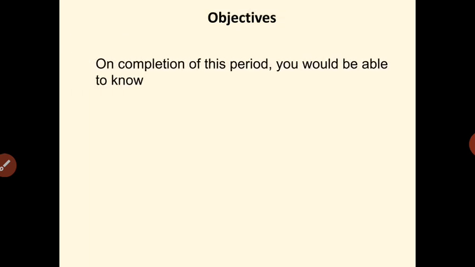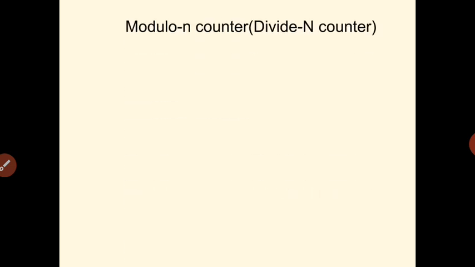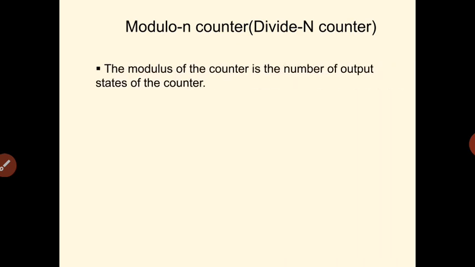So upon completion of this lecture, you will be able to know the working of the modulo n counter, the working of the mod 3 counter, and the working of the mod 10 ripple counter. We will see all those things in the further slides. So first we will see the modulo n counter, which you can also call a divide by n counter.